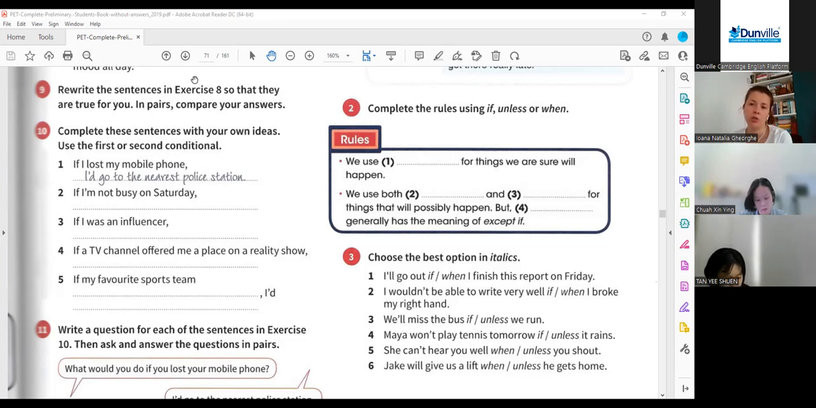So what would you do, Tan, if you were not busy on Saturday? I would hang out with my friends. I would hang out with my friends. Excellent. What would you do, or what are you doing, Singing, if you're not busy on Saturday? I would go shopping with my family. Very good. Excellent. What would you do if you were an influencer, Tan? I will advise people to do good things. I would advise people to do good things.